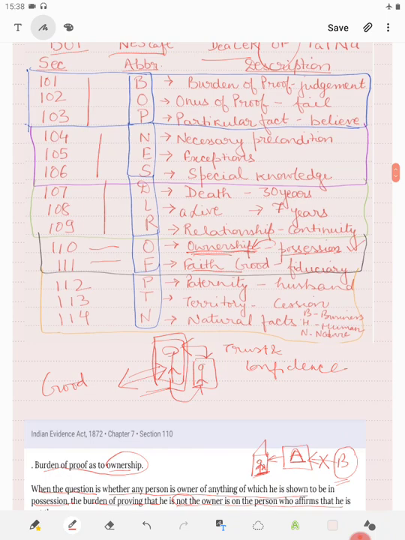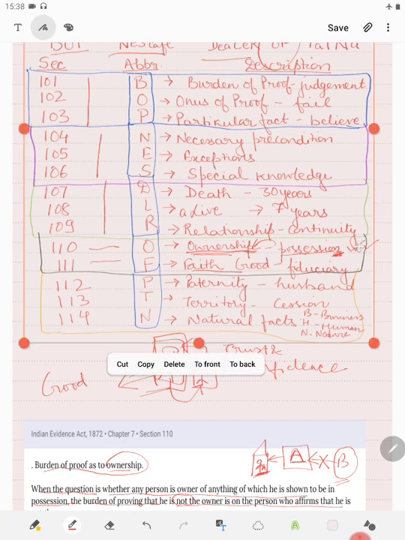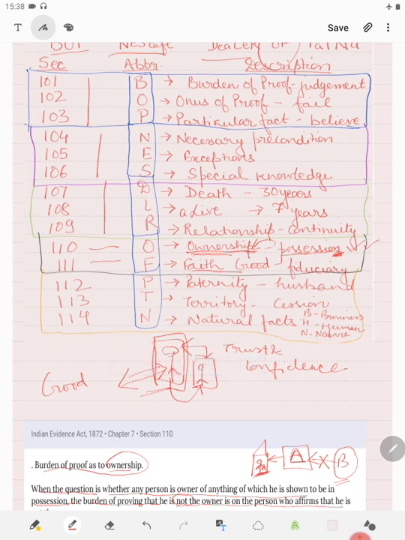So today we basically did three sections. Section 110, which says that ownership lies with the person who is in possession as owner, provided he has actual physical possession. It includes both movable as well as immovable property, and the person who claims that the person in possession is not the owner has the burden of proving it.